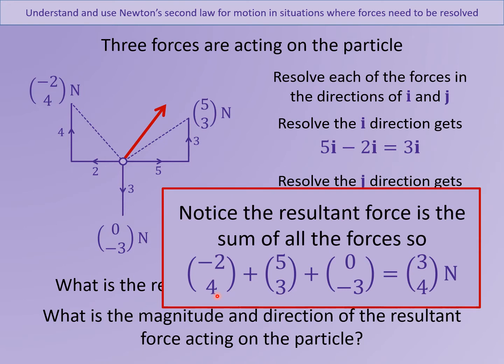It's also worth noting that you don't have to separate them out. You could actually do it straight away in vector form. If you just added the 3 vectors together, then you end up with the resultant vector as well. And most of you will find this a lot easier to do.